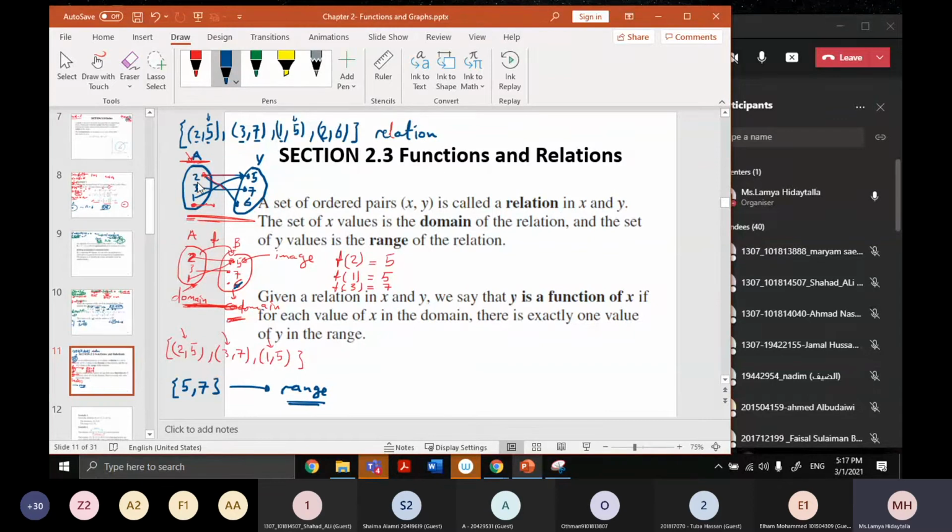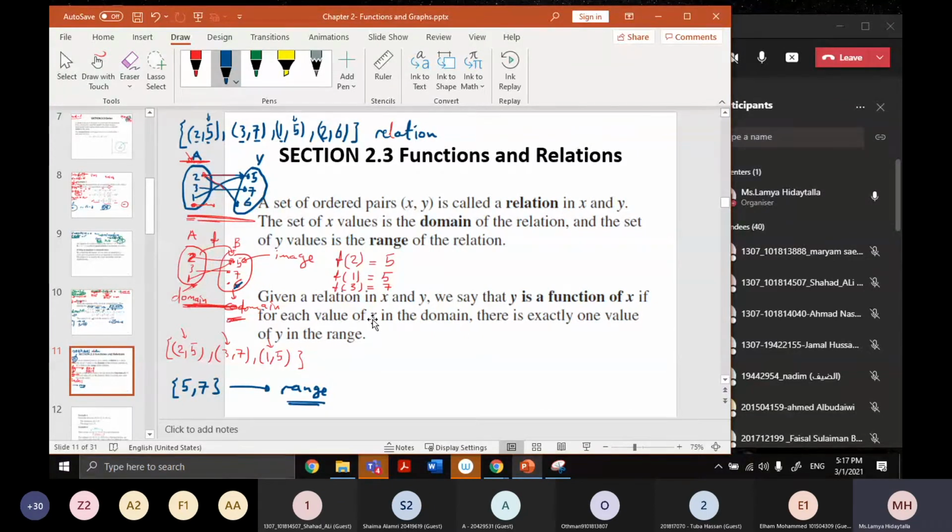All the x values at this part, we call it the domain, correct? So this is the domain, okay. And the set of y values, it is the range of the relation. Those are the y values, here f of 2, how many? Not all of that set. It could be all of this set.